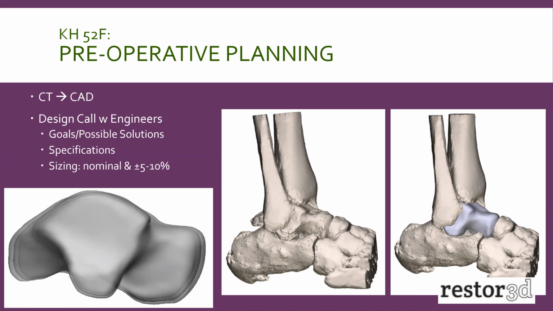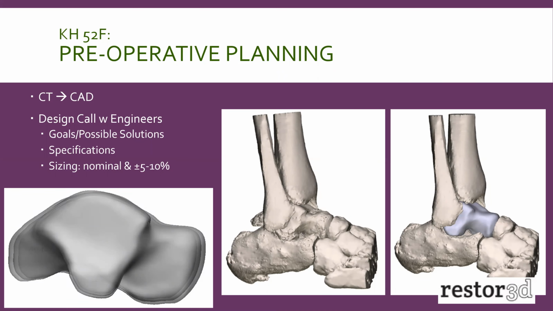Probably the take-home point is sizing. That is really up to you. I typically go the nominal size, and if you can get the contralateral ankle x-ray, that helps the engineers tremendously. But if you can't, it's still possible to be able to do something like this.